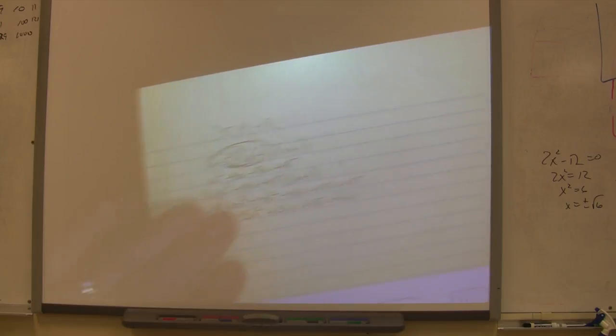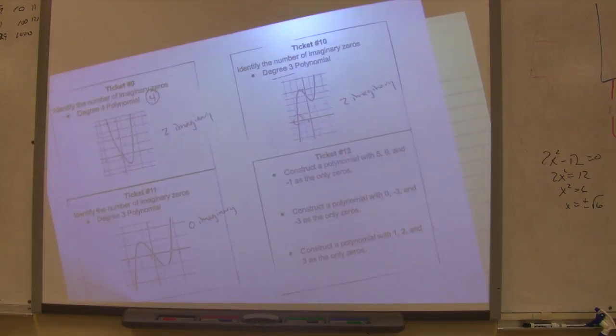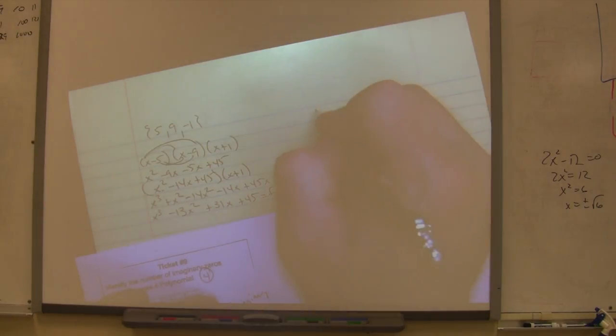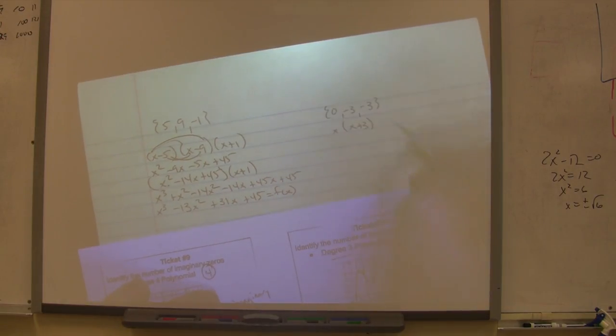All right, the next one. We have zeros at 0, -3, and -3. So we have that -3 occurs twice. So we have 0, -3, -3. So if you have 0, it's just x. And so this will be x plus 3 and x plus 3. And so we get x.